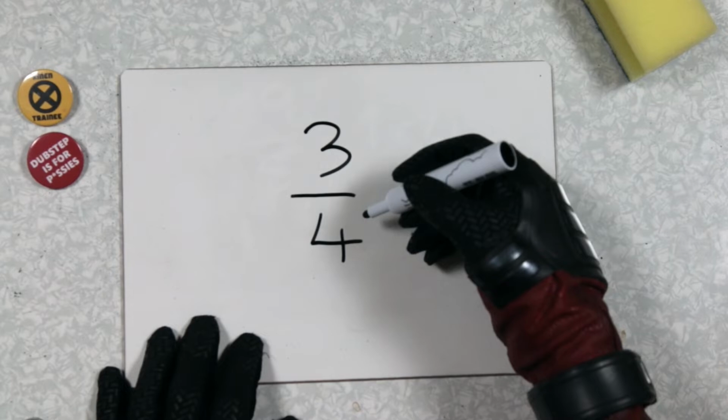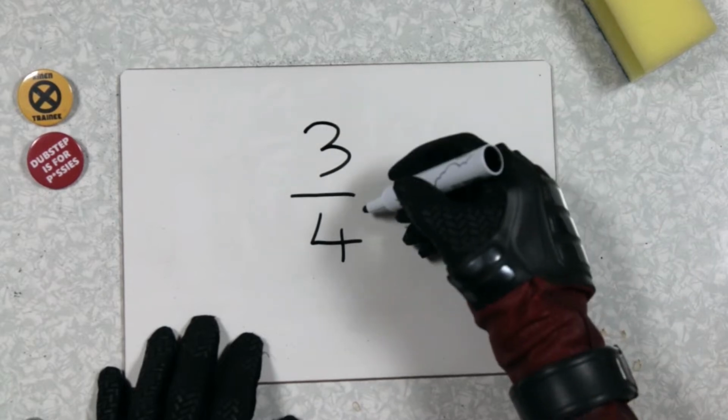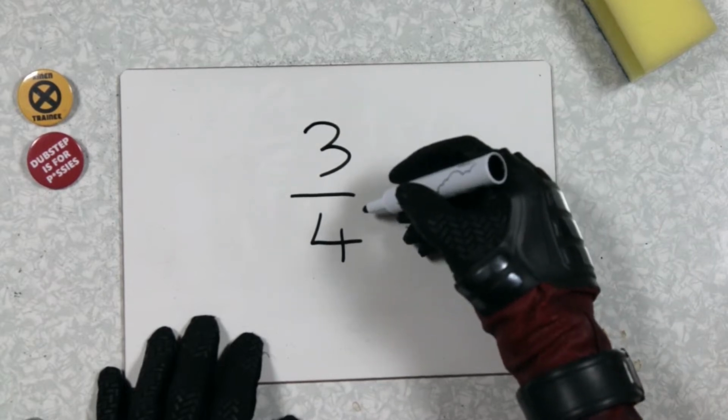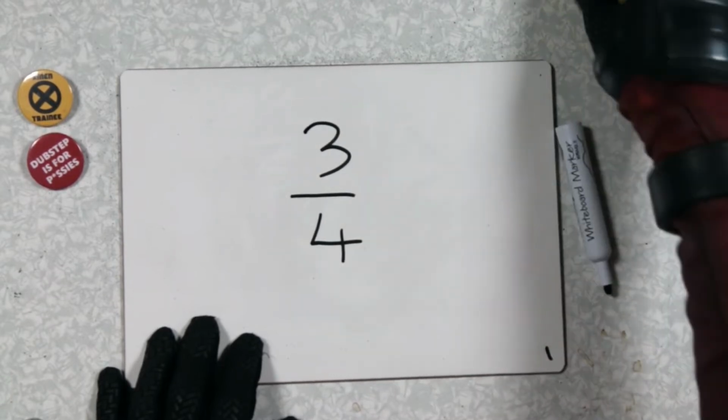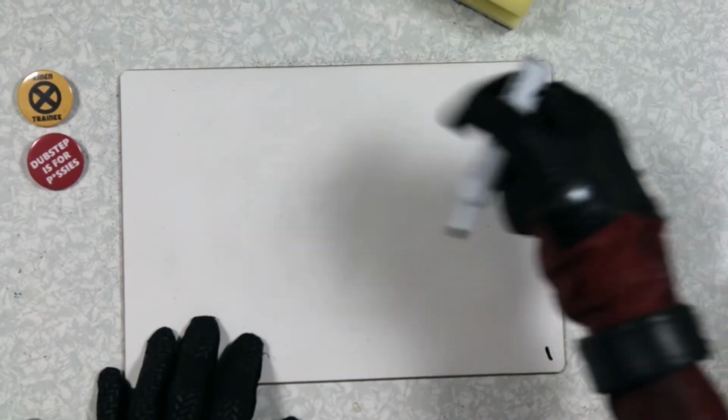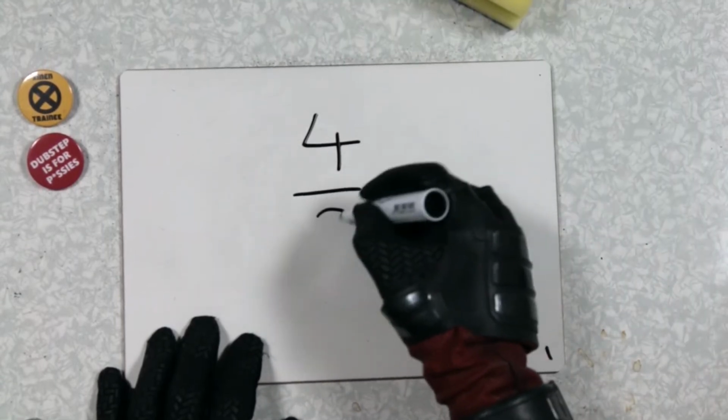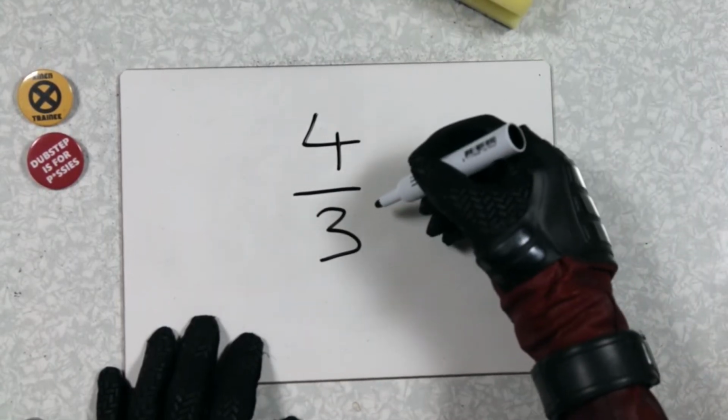Because the numerator is smaller than the denominator. Let's flip it round. Let's have, say, 4 over 3. This is known as an improper fraction.